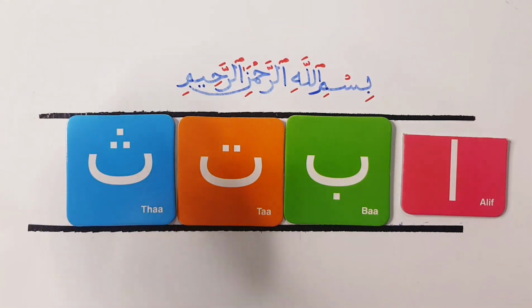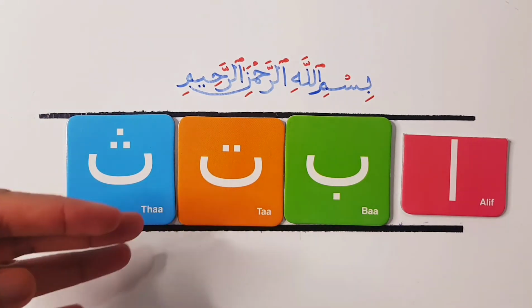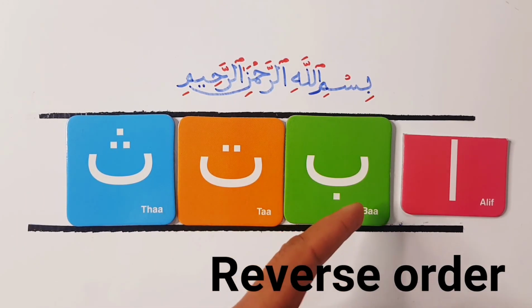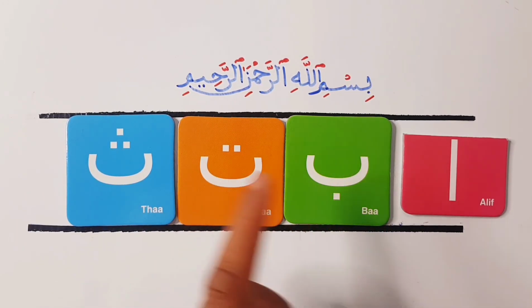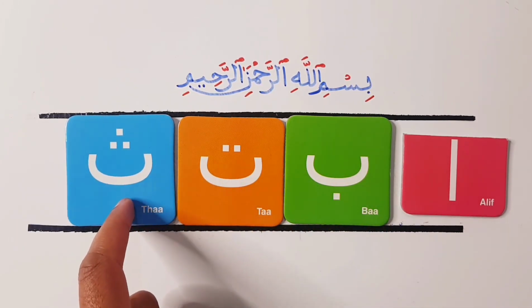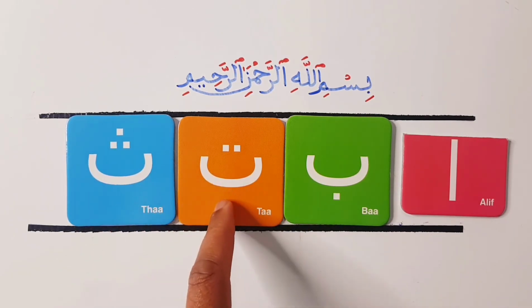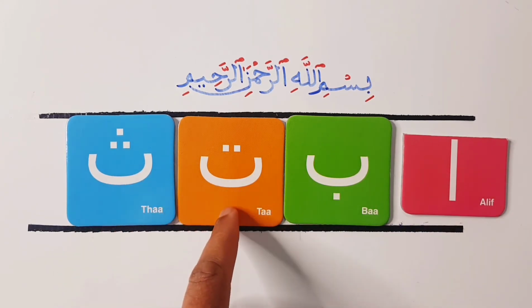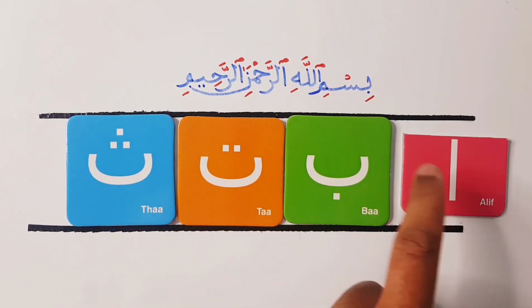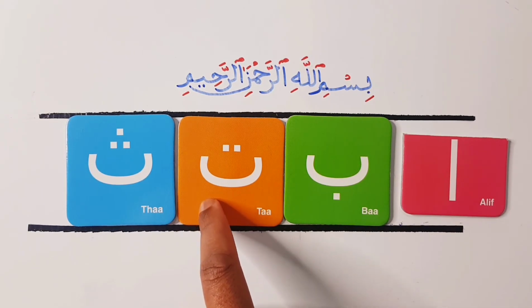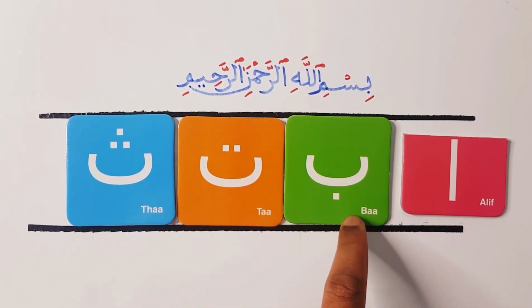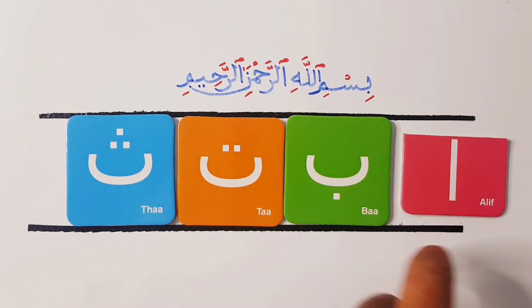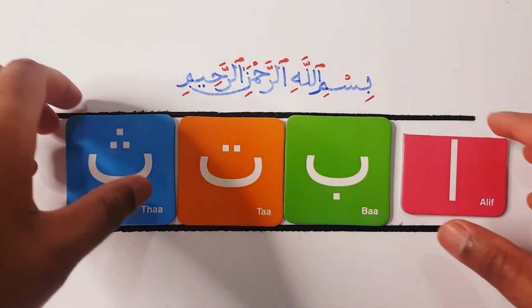And keep doing that until you've mastered it. Once you've mastered it in order, try and go in the opposite direction, or mix and match between them. See if you can pronounce them. Tha, ta, ba, alif. Tha, ta, ba, alif. What's this? Ta. What's this? Ba. What's this? Tha. What's this? Alif. And so on. Tayyib.